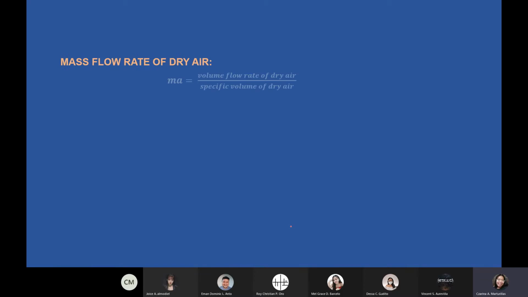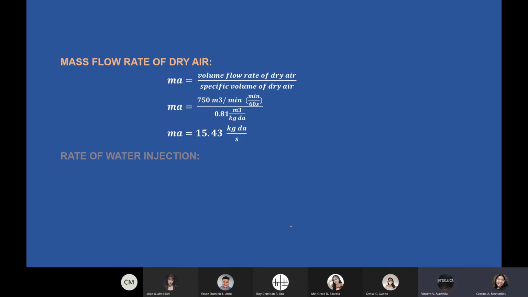The mass flow rate of dry air is the volume flow rate over the specific volume. Then substitute the values and play with the units, and we derive a mass flow rate of dry air of 15.43 kilograms of dry air per second.